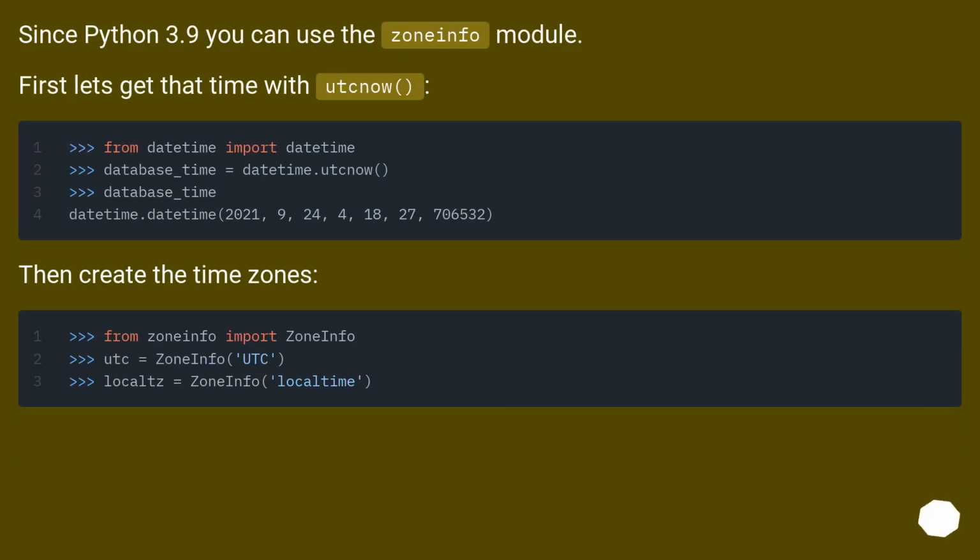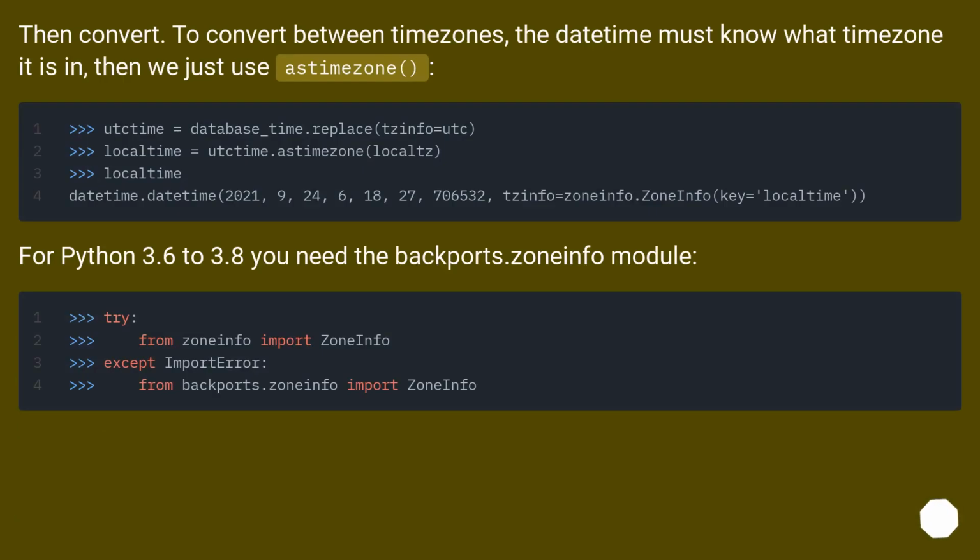Since Python 3.9 you can use the zoneinfo module. First let's get that time with utcnow. Then create the time zones. Then convert. To convert between time zones, the datetime must know what time zone it is in, then we just use astimezone.